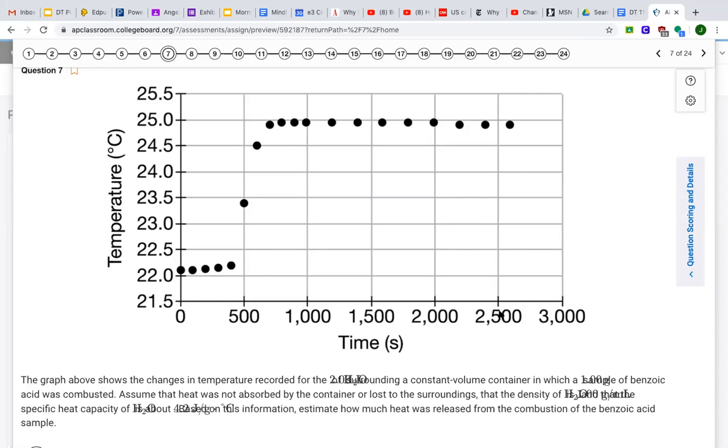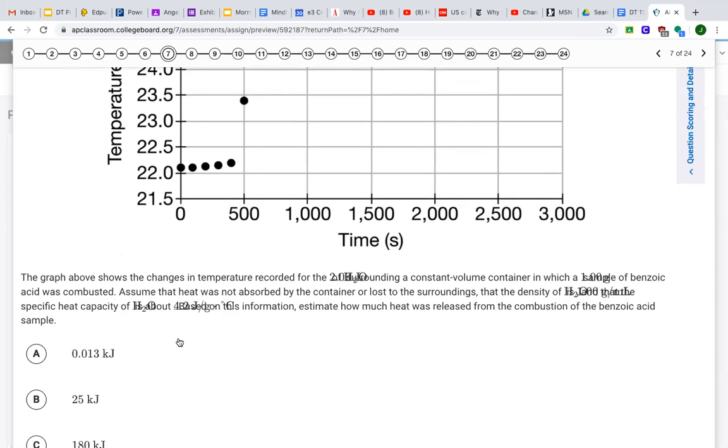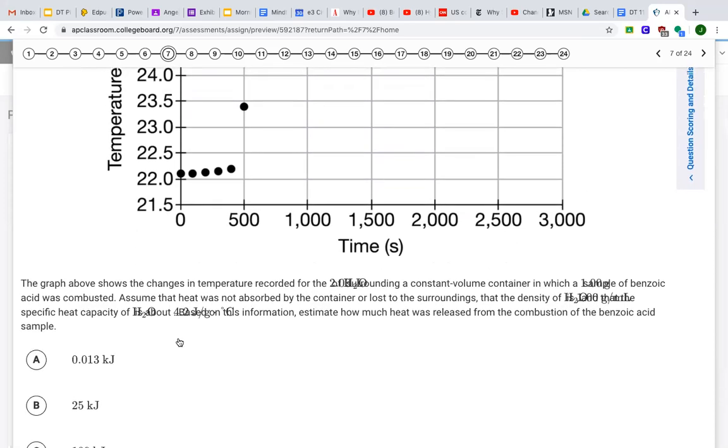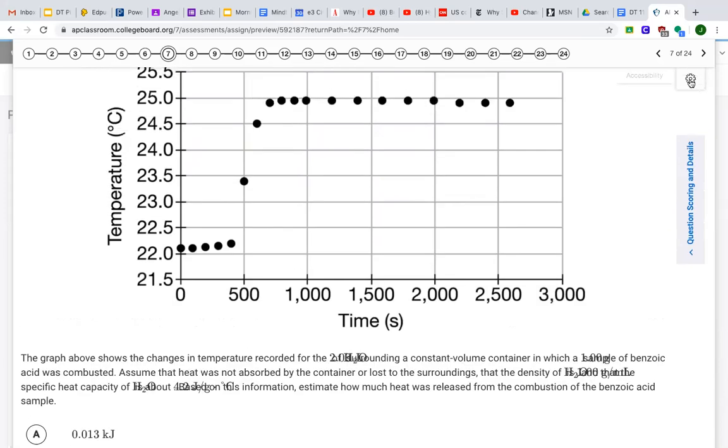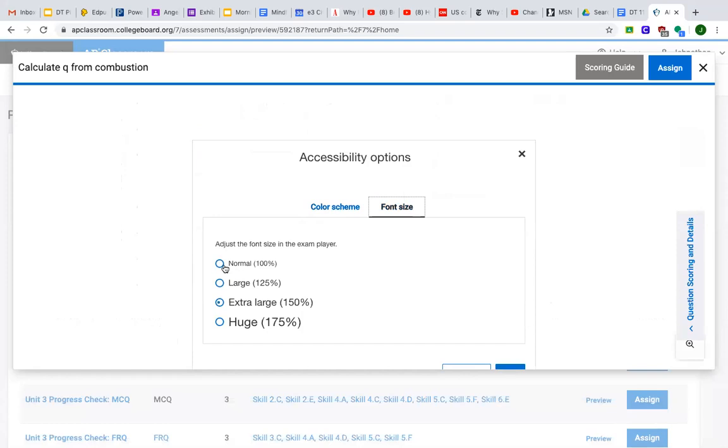Okay, so there's some water in a container and the water is absorbing heat as the benzoic acid is burned. Assuming that heat was not absorbed by the container or lost to the surroundings, that the density of the water is what you would expect, how much heat was released? Oh, golly, this sucks because you can't even tell what you're looking at. Let's see if this helps at all.